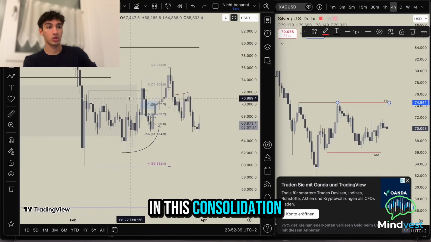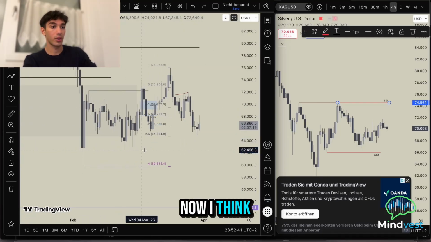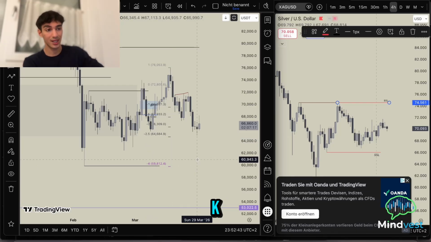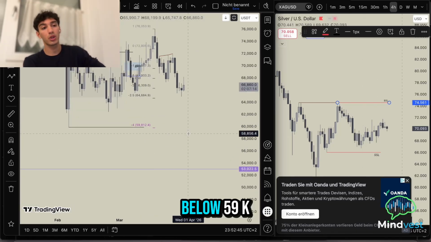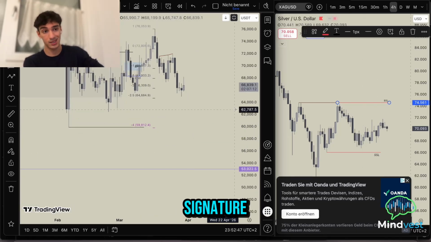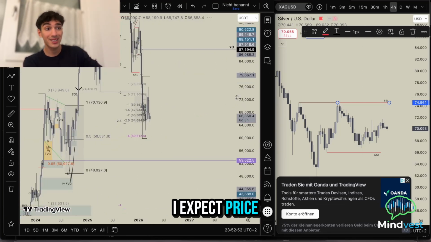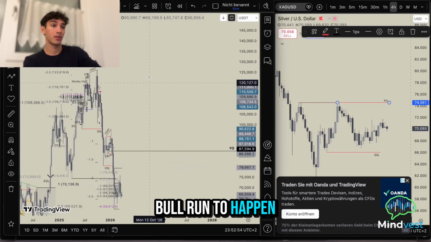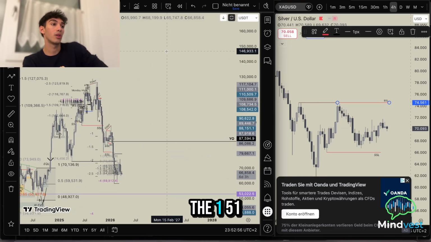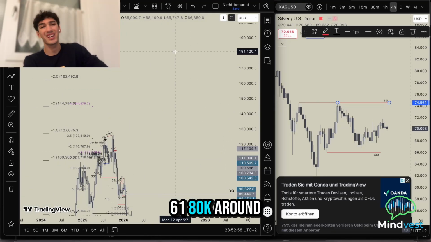And we are in this consolidation now. Now I think we will take out this low again at 59k. And then anything below 59k, to be honest, is a buy signature. And I expect price, okay, this is leaks. I expect price for the next bull run to go easily to the 150, 160, 180k range.